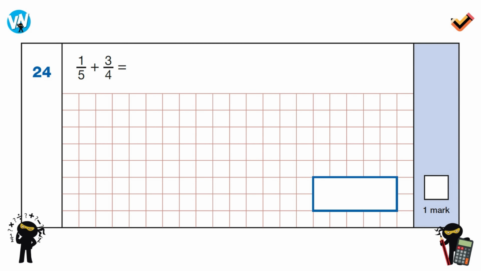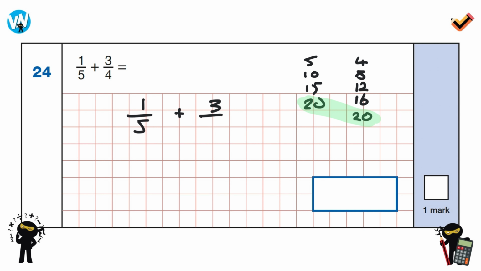Here's another question. Again, very common. If you want to, the autopilot can start here. 5, 10, 15, 20, 4, 8, 12, 16, 20. Now, if you're familiar with your times tables, which you should be, we should see 5 and 4 and know that it's going to be 20. Autopilot, let's go. 1 over 5, add 3 over 4. Rewrite the question below, add, equals. We know that we're working with 20ths, so I'm just going to write them in.